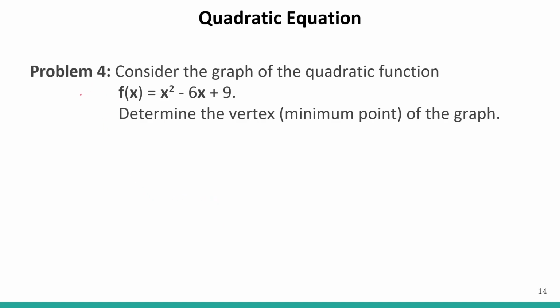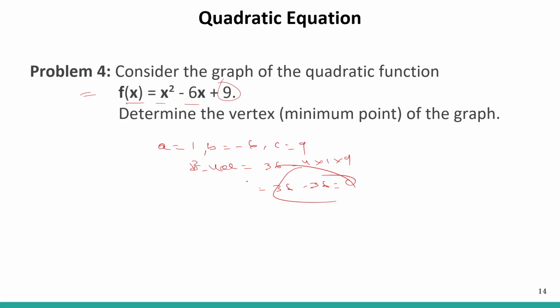Let's see problem number 4. So f of x is equal to x square minus 6x plus 9, right? So a is equal to 1, b is equal to minus 6, c is equal to 9 right here, right? So b square minus 4ac is equal to, so b square will be what? 36 minus 4 into 1 into 9, that is equal to 36 minus 36 is equal to 0. So the roots will be what? Repeated, right?